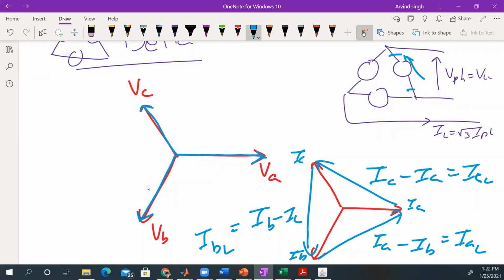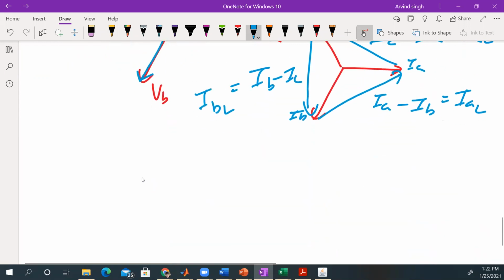Good? So next we have number 7, which is for a balanced three-phase system, 120 volts star connected with an impedance of 5 ohms. Determine the phase voltage, the phase current, and the line current.